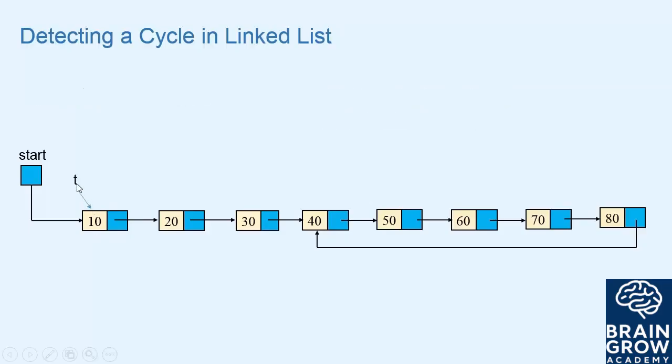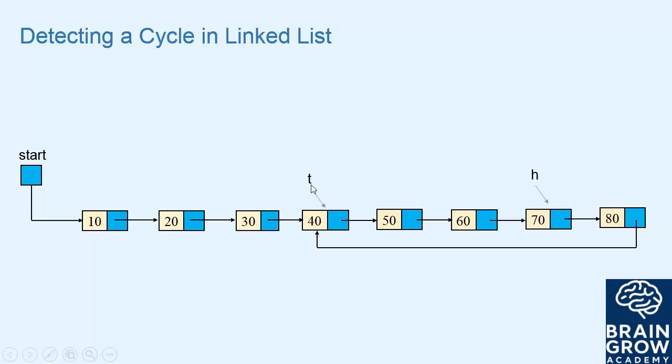We'll take 2 references, one slow reference and one fast reference. This slow reference denotes a tortoise and it will move one node at a time. And this fast reference denotes a hare and it will move 2 nodes at a time. So now let's move them. This slow reference moved one node and this fast reference moved 2 nodes. Again we move them.